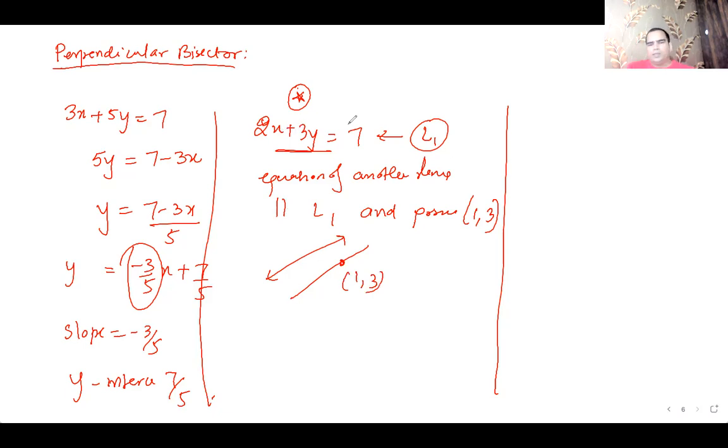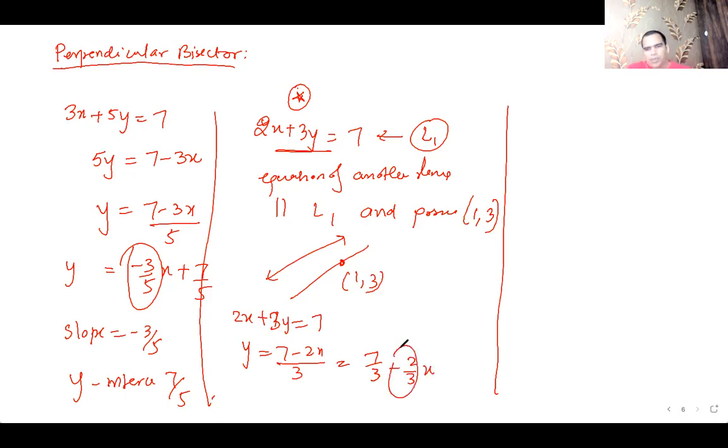So to find the equation of a line, you need the slope. So you have 2x plus 3y equals 7, so y will be 7 minus 2x over 3. If you isolate the terms, it is 7 over 3 minus 2 over 3 x. So the slope of this line is negative 2/3. Now the slope of any line parallel to this line will also be negative 2/3. So the slope of the second line, L2, which we are finding, will be negative 2/3. So you do y equals negative 2/3 x plus c.